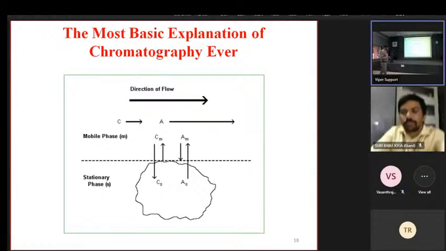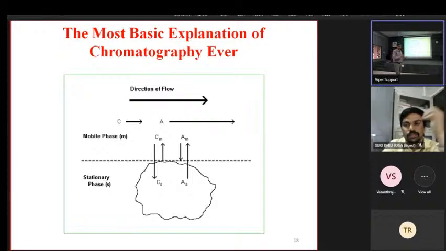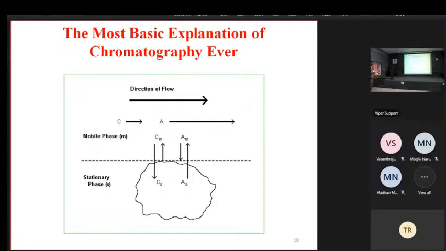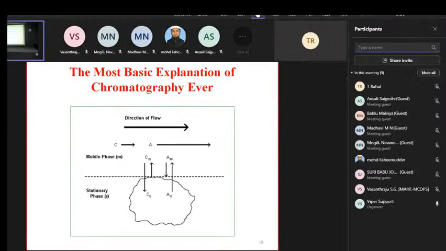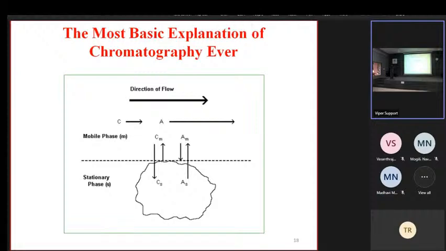So this is what actually happens in the column. If you look at this, this is a column. We utilize the mobile phase M and the stationary phase S. Assume the mobile phase is M, and the stationary phase is S, maybe an adsorbent such as silica gel. The mobile phase M is water, and the stationary phase is silica gel. Now these are the components we are running.